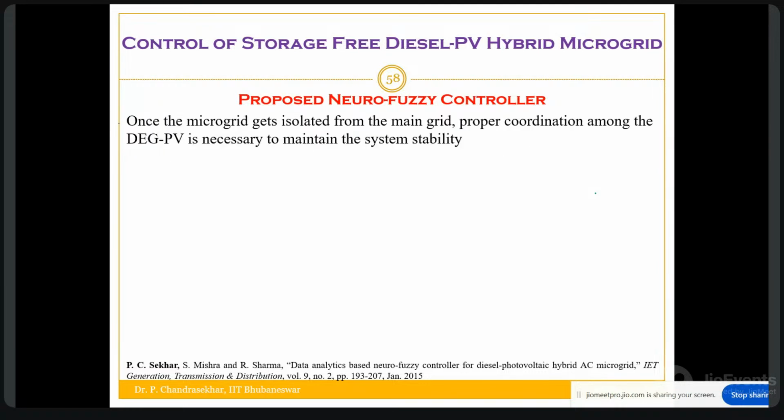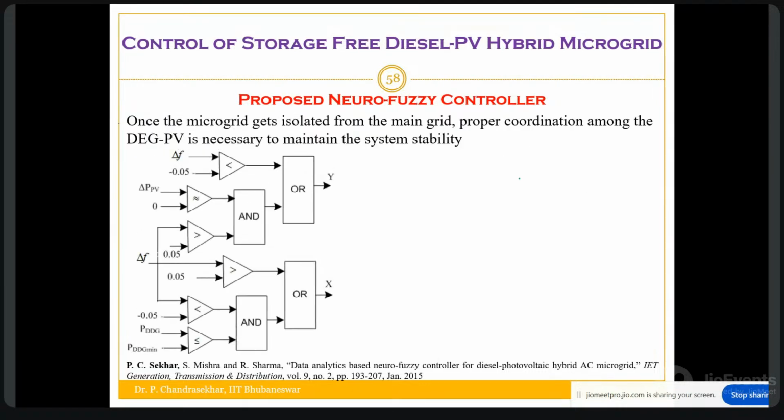This is basically a condition-based optimization, and beyond that, an intelligent controller is working here. If the frequency deviation is less than minus 0.05, please understand, positive delta F means the frequency is less than the nominal value. Negative delta F means the frequency is more than the nominal value.